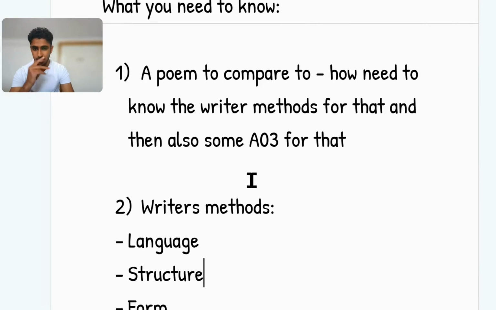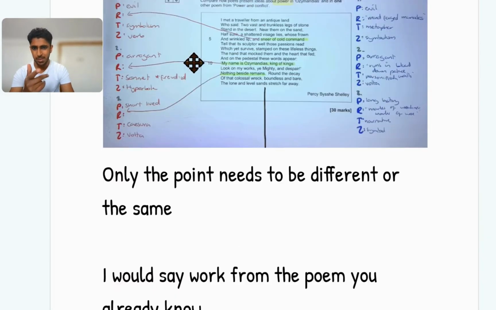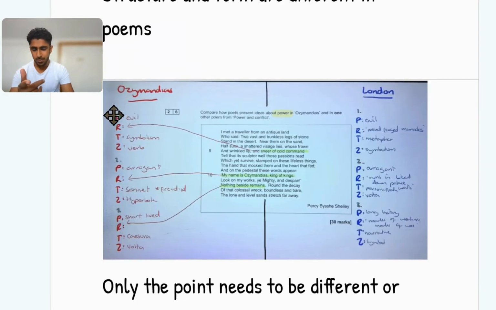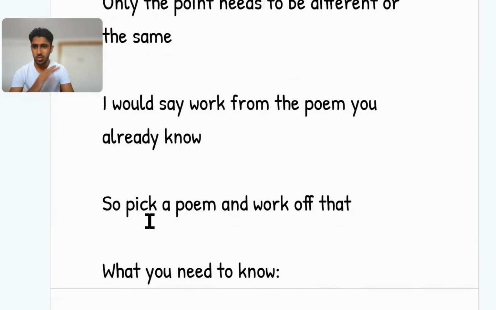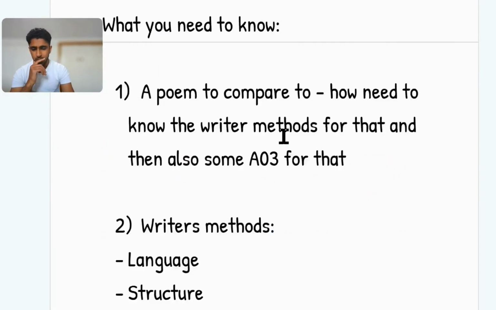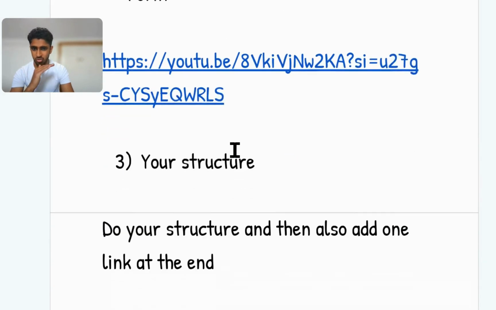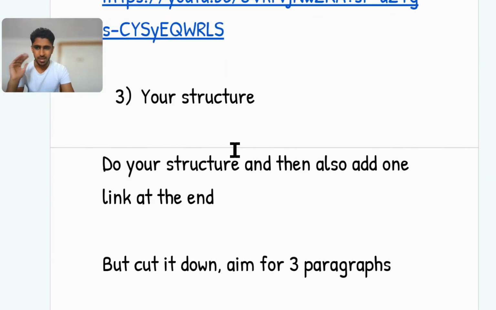Second thing, writer's methods. Third thing is your own structure. So here it was simply P paragraphs. This is from Mr. Everything English video. He used Pretzel. Someone else might use Peter. Whatever you use, it doesn't matter. Just use your own structure. Know your own structure, yeah? But cut it down, because here, for example, the P paragraph is quite short. It's 2 P paragraphs in 1 paragraph, basically. So if your structure is really long, you need to cut it down. Just make it simple, point, evidence, explain.